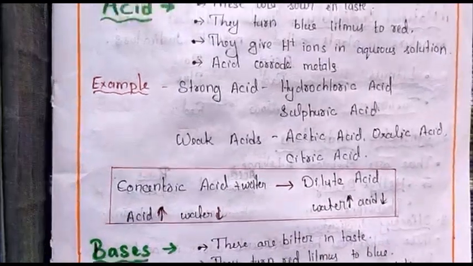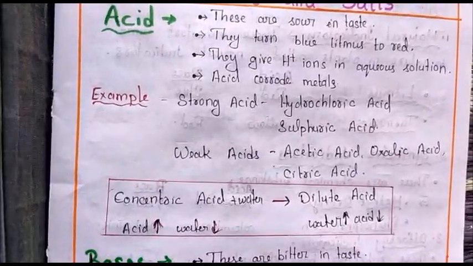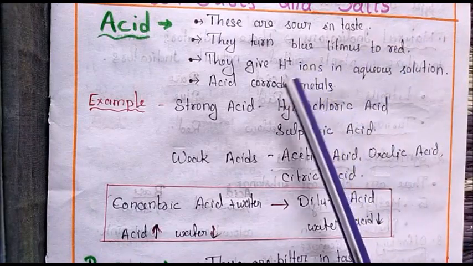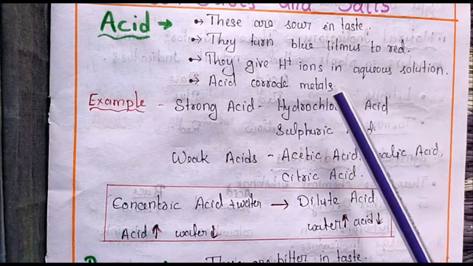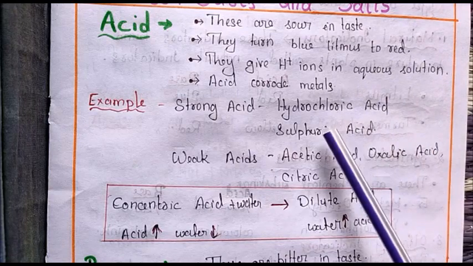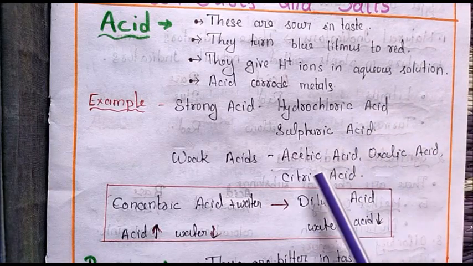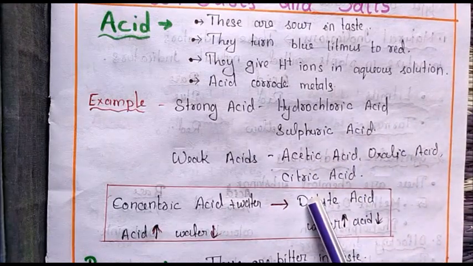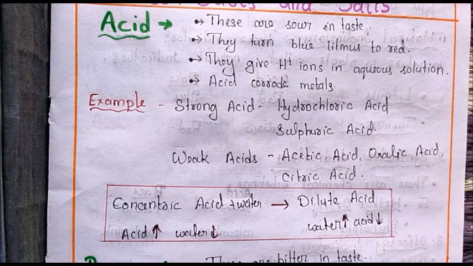So, we now know the basic properties of acid. First, they are sour in taste. They turn blue litmus to red. They give H plus ions and are corrosive in nature. Strong acids are hydrochloric acid and sulfuric acid, and weak acids are acetic acid, oxalic acid and citric acid. In concentrated acid, the percentage of acid is more than water. In dilute acid, the percentage of water is higher than the acid.